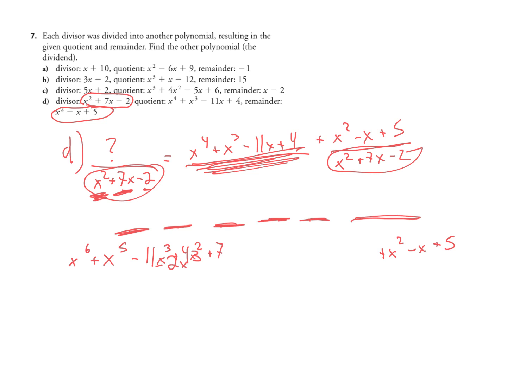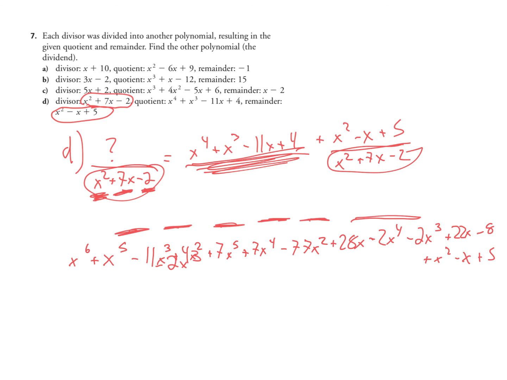Now time to do the second term. So plus 7x to the 5 plus 7x to the 4. I'm running out of room here. I'm going to erase this and put it in later. Minus 77x squared plus 28x. Now we're on to the last one. So minus 2x to the 4 minus 2x cubed plus 22x minus 8. Then you still have your plus x squared minus x plus 5 in there.